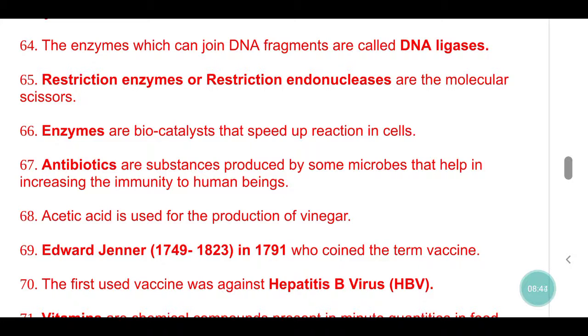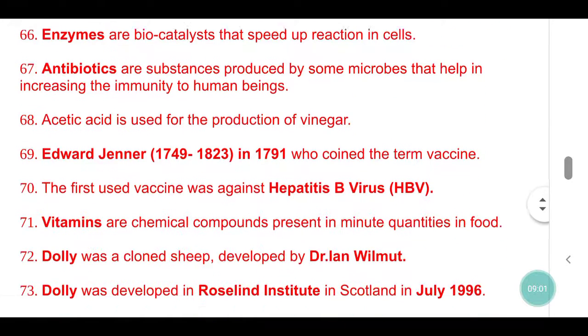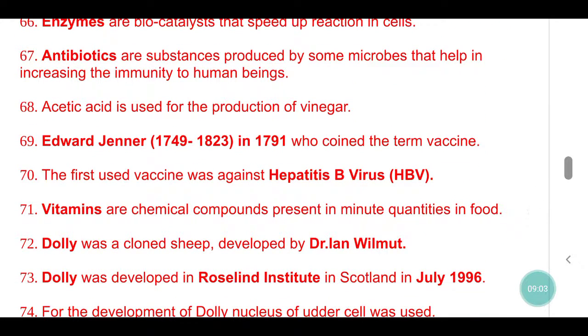Antibiotics are substances produced by some microbes that help in increasing the immunity of human beings. Acetic acid is used for the production of vinegar. Edward Jenner, 1749 to 1823, in 1791, coined the term vaccine. The first used vaccine was against the hepatitis B virus.